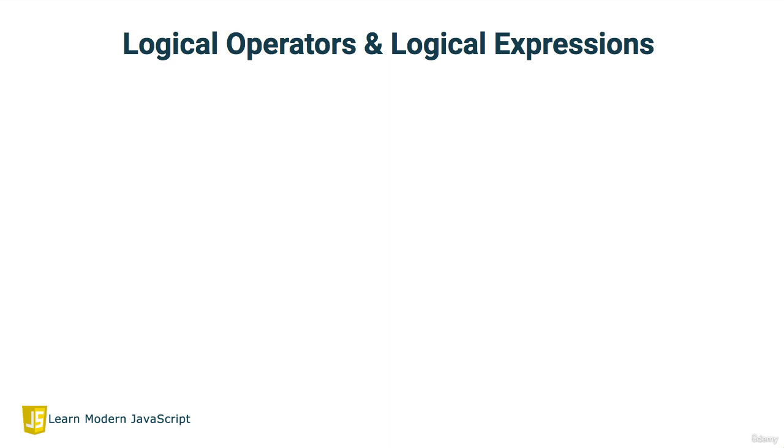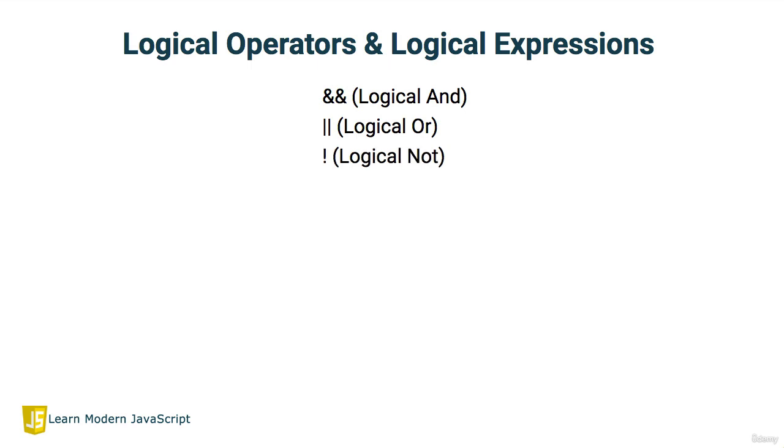We have the following logical operators. The logical AND, which is done using two ampersands. The logical OR, which is done using two pipe symbols. That's the key that's usually right above the Enter key on your keyboard. And then we also have logical NOT, which basically reverses the Boolean value. True becomes false, false becomes true. Let's look at some examples of how logical operators could be used.